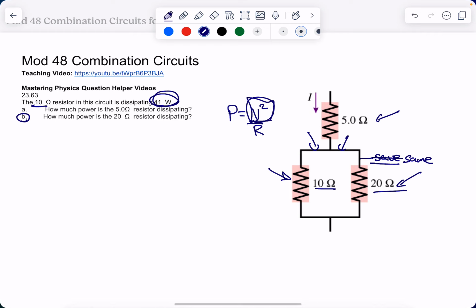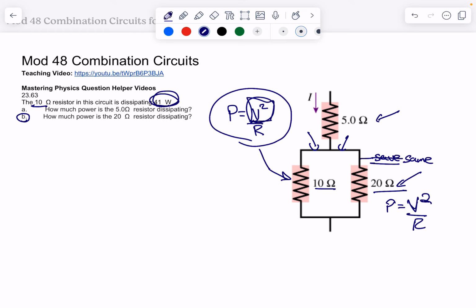And so once you know the voltage, again, you'll use P equals V squared over R. So whatever you get for V here from the 10 ohm resistor will be the V for the 20 ohm resistor, and that will give you the power in the branch for the 20 ohm resistor.